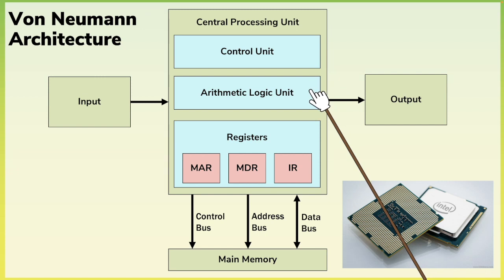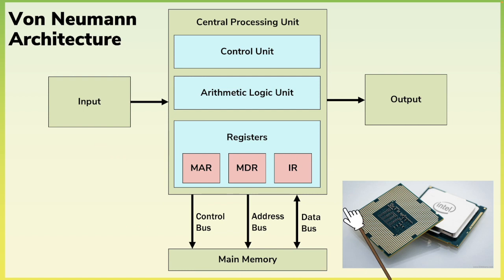We then have the arithmetic logic unit, or the ALU. This is used by the processor to carry out any arithmetic operations, for example, addition, subtraction, division, and multiplication, or any logical operations, such as AND, OR, and NOT. Registers are used to store data, instructions, or addresses on the actual processor. We'll look at these in a bit more detail in a minute.